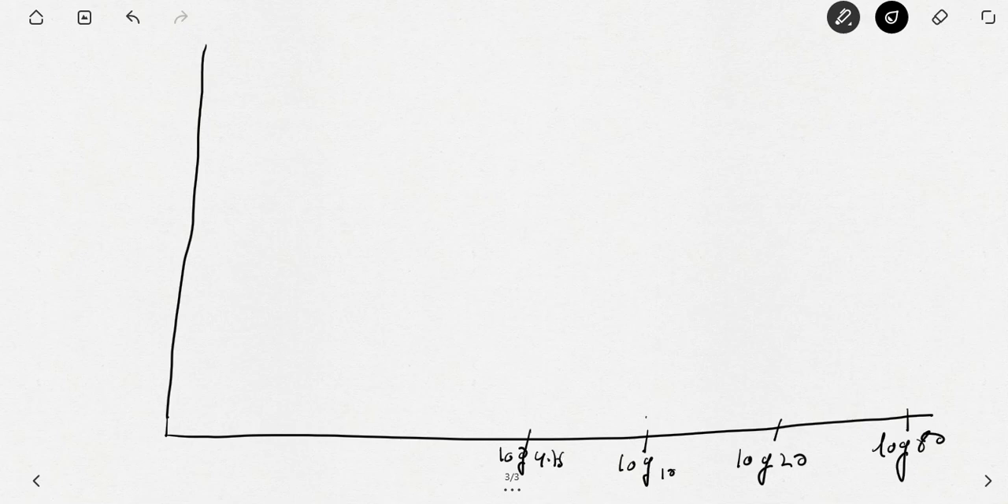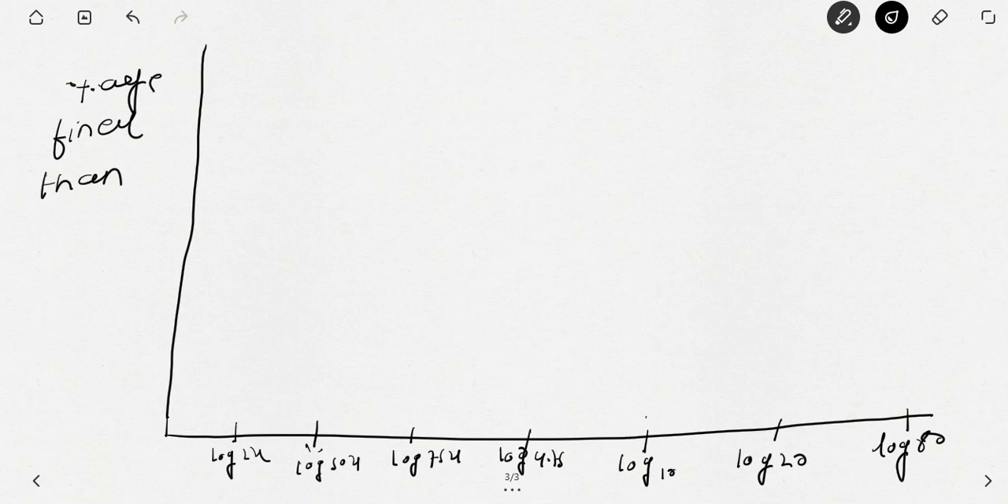So let this be log 4.75, let this be log 75 micron, let this be log 50 micron, let this be log 2 micron. And here is the percentage finer than a particular size.